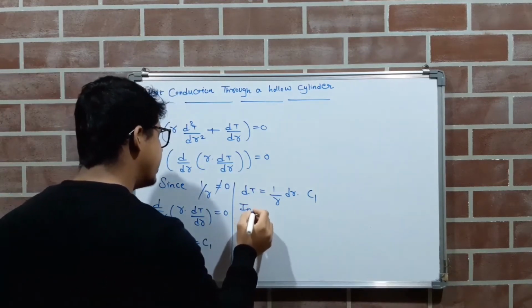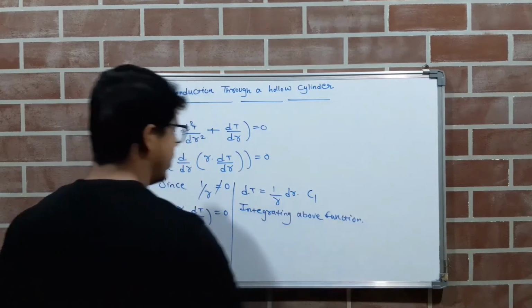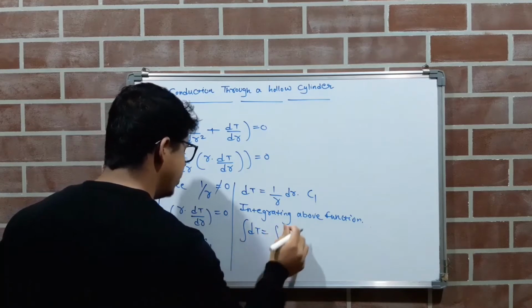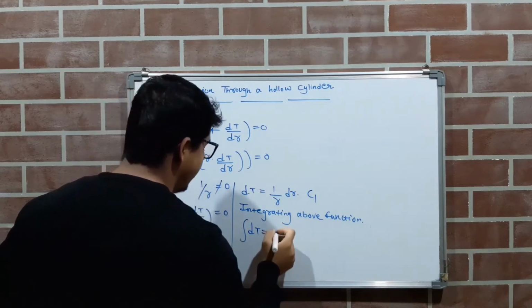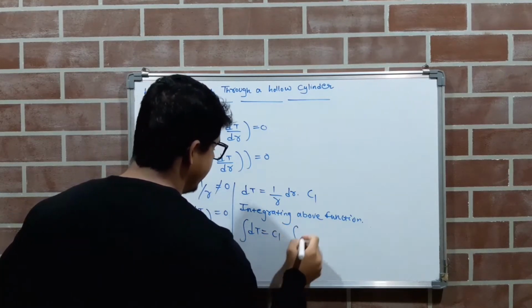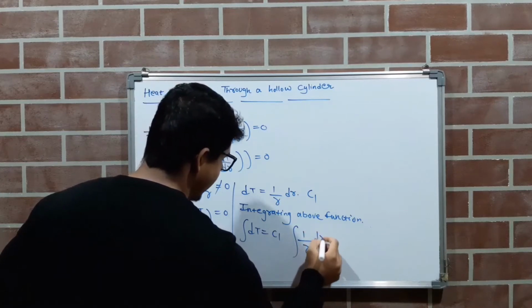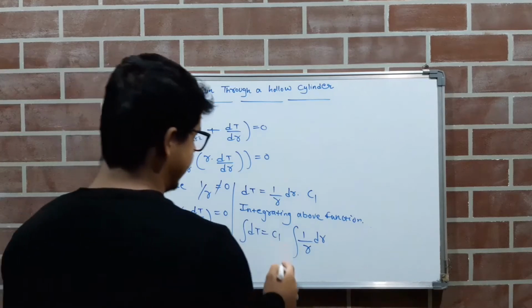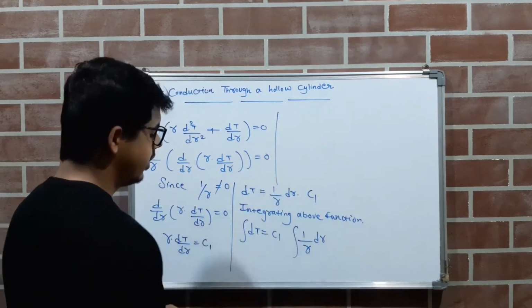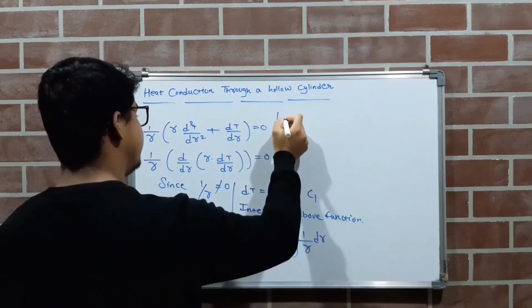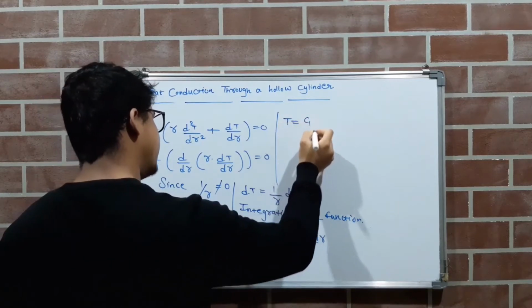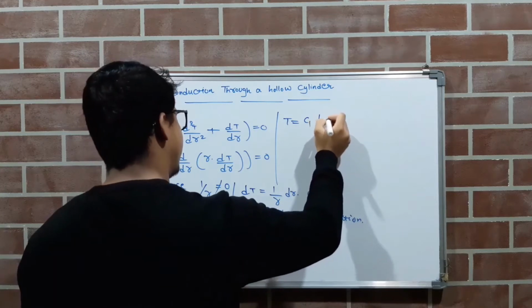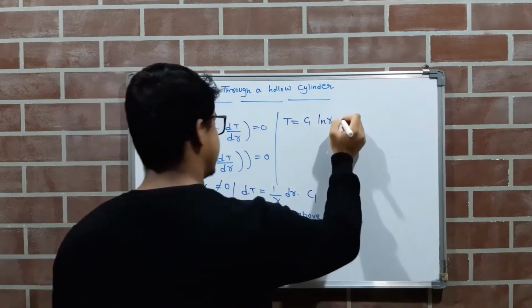So integrating, we get the integral of dT equals c1, this c1 is constant so we take it out of the integration, times the integral of 1 upon r into dr. Now the integration of dT will be T, equals c1 into the integration of 1 upon r, which is log r. So I will write ln r plus c2.